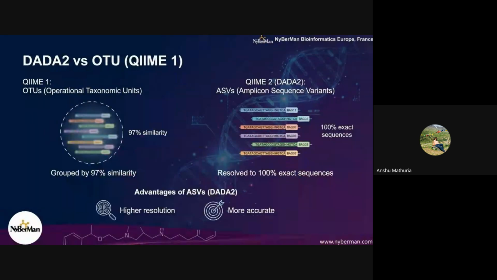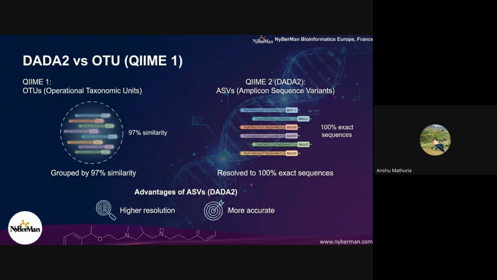Now, as I mentioned about OTUs and ASVs, we are using QIIME 2, right? In QIIME 1, they used to generate OTUs, that is, operational taxonomic units. In OTUs, you check sequences, and when two sequences are more than 95 or 97% similar, they will be clubbed together.